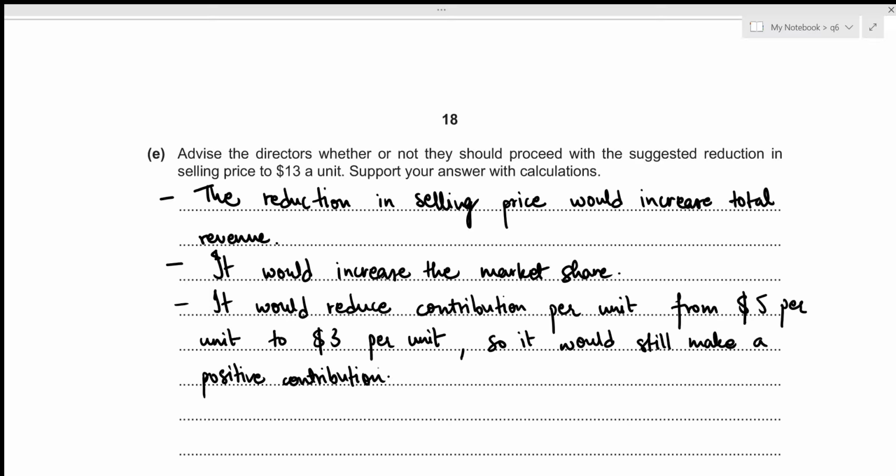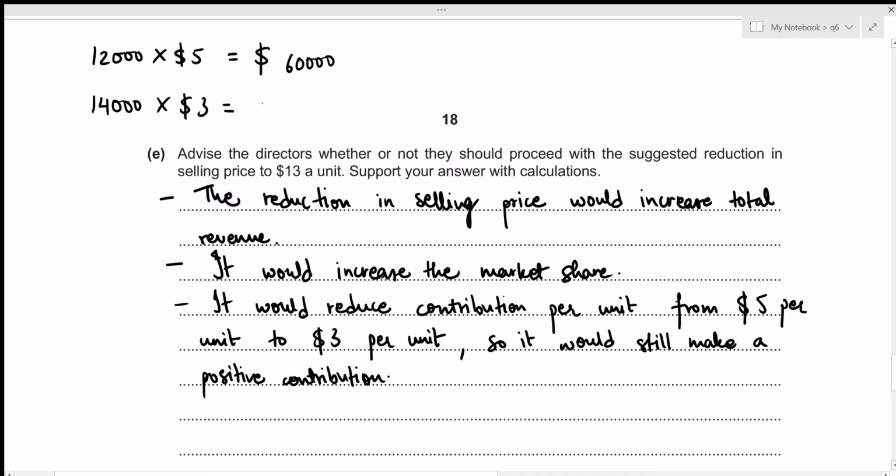Now let's talk about the total contribution. So previously the number of units was 12,000 and the contribution per unit we figured it out to be 5, which gives our total contribution to be 12,000 times 5, which results in the value of 60,000. And for our new case, that's 14,000 units per month times the contribution per unit of $3, which results in the total contribution to be 14,000 times 3, which results in the value of 42,000. So we can say that the total contribution has definitely decreased.